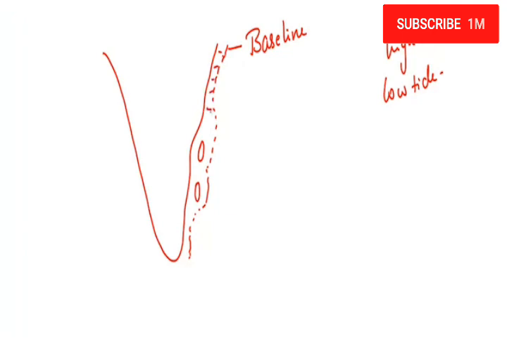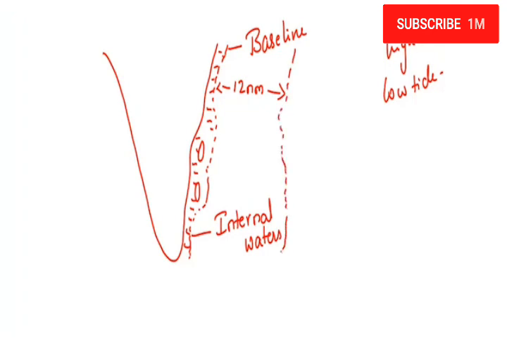Water whichever is present inside this baseline is called as internal waters. First you can listen, then again go back and write. Then when we say in ocean, we usually use nautical miles. On land, kilometers. In ocean, it is nautical miles. 12 nautical miles from the baseline is actually called as territorial waters. What is the meaning of this?